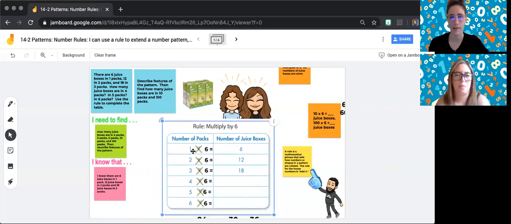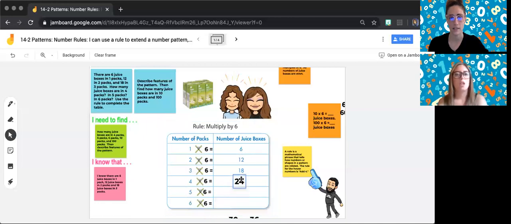We already have 1 times 6 is 6. 2 times 6 is 12. 3 times 6 is 18. 4 times 6 is 24. 5 times 6 is 30. 6 times 6 is 36. Beautiful. So we've just completed our table.